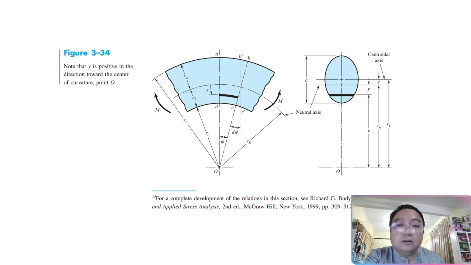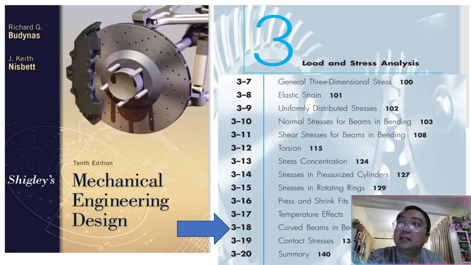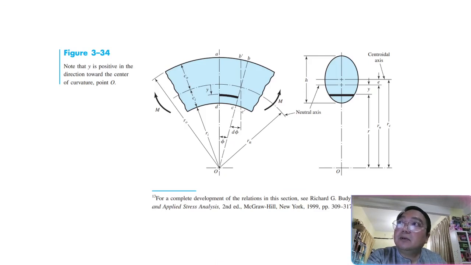So this is one of the diagrams in the textbook. You can see the curve beam. I'm going to talk about curve beams in bending. This is among the depictions of curve beams. You can see the neutral axis. You can see the centroid axis. If you remember in class, the radius, the origin, the theta, and everything. This is the picture.